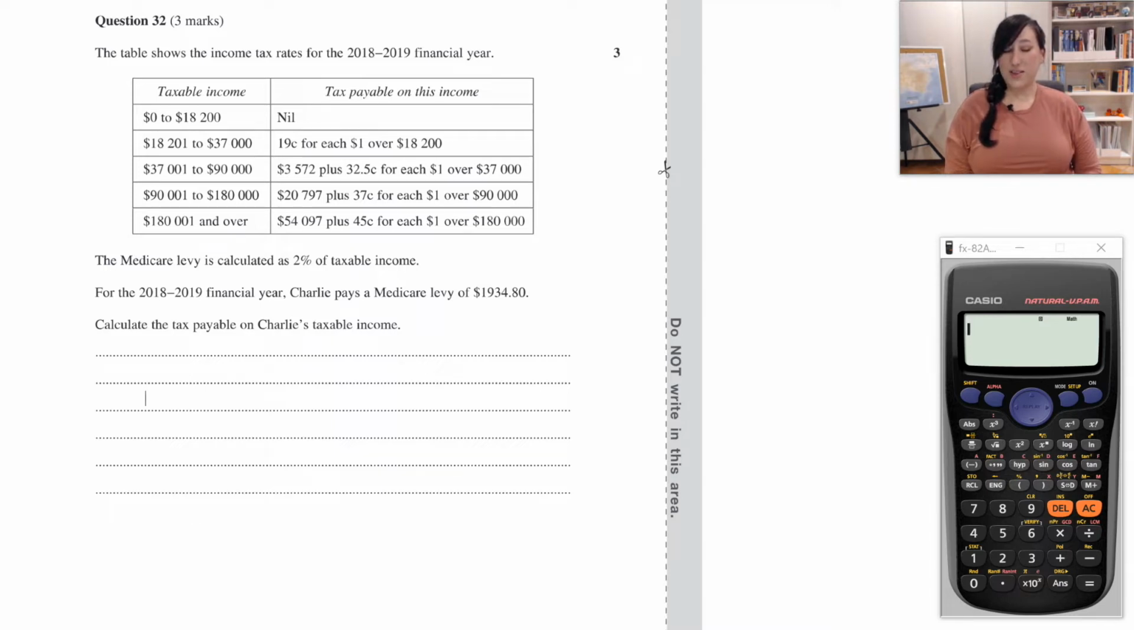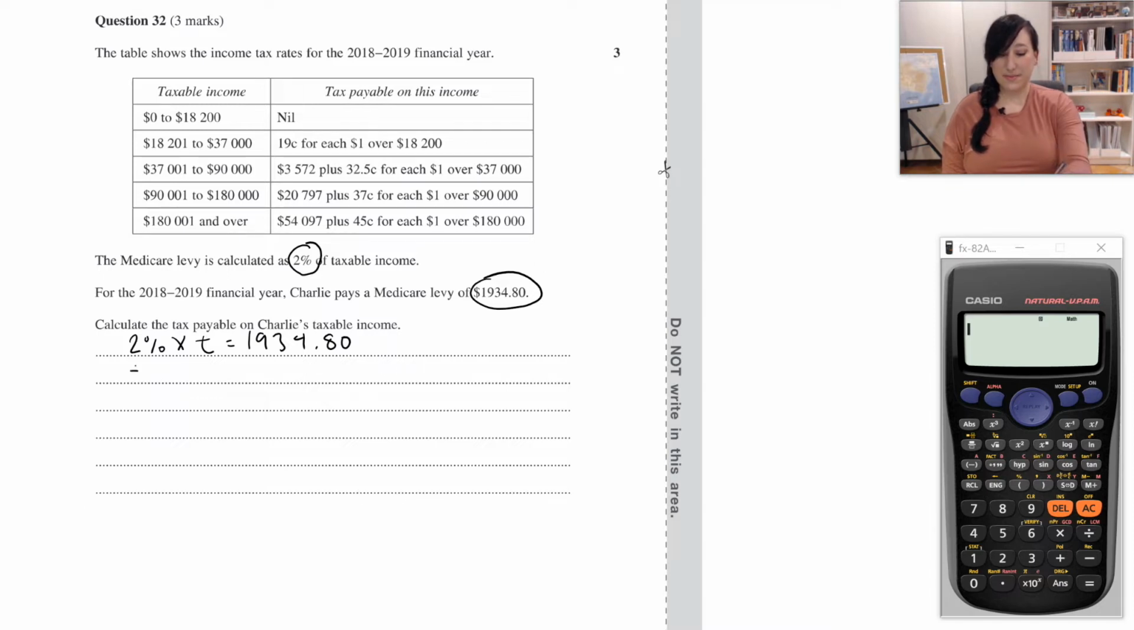Okay, to work out the tax payable, we need to know the taxable income. The key to this will be the fact that the Medicare levy is calculated as 2% of the taxable income and is equal to $1,934.80. So that means 2% times the taxable income, I'll just write T for now, is equal to $1,934.80. We can work out the taxable income then by solving for T and dividing by 2%.